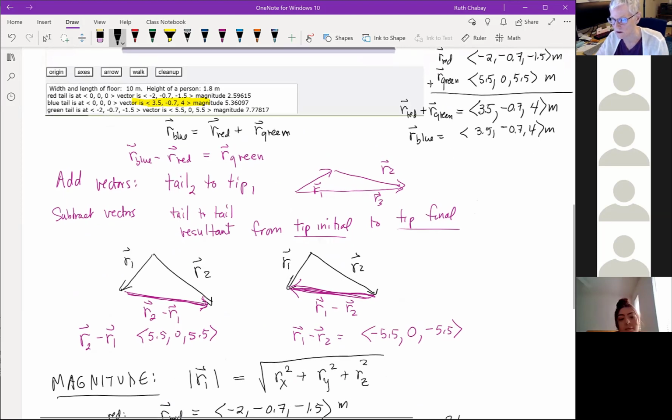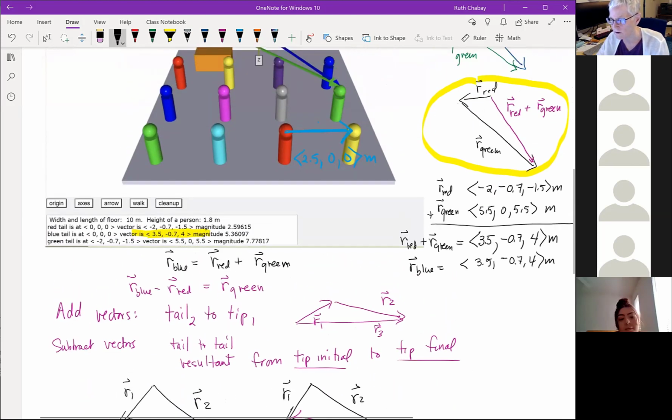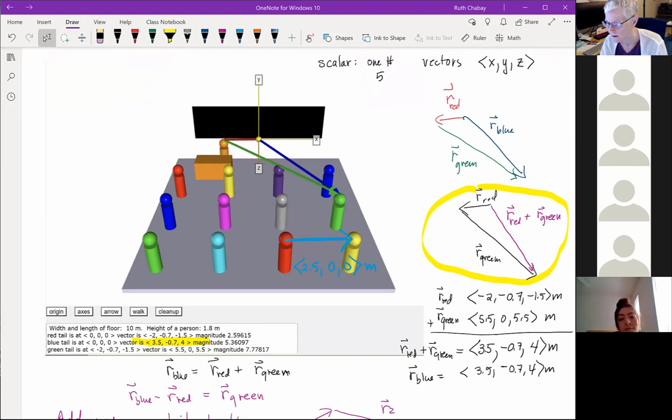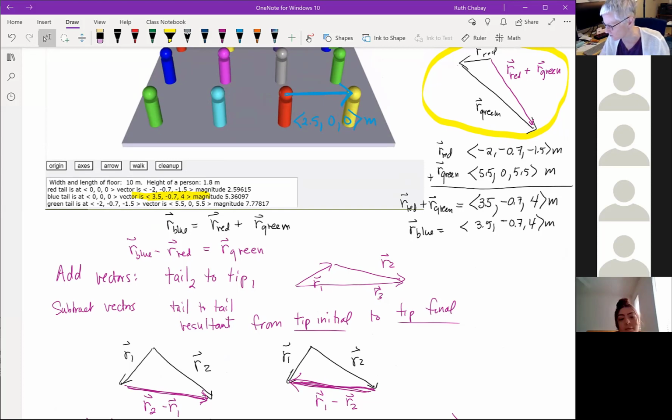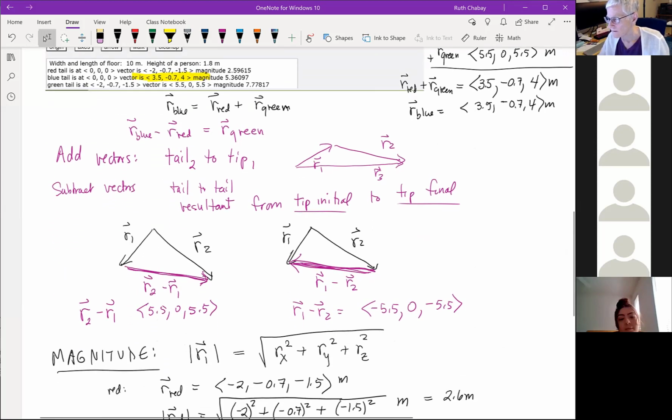Let's see if this looks like it makes sense. This is the red vector, and it's going from the origin to the instructor. It's a little hard to tell from the perspective, but it looks like that's a plausible length, because the distance between students is 2.5.